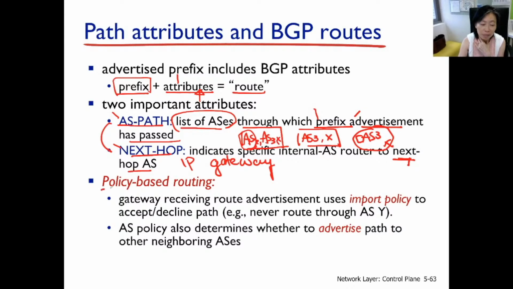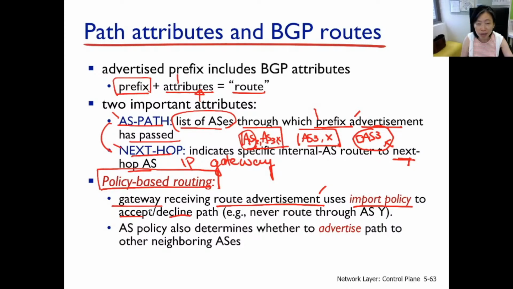Now, BGP routing has grown more and more policy-based, meaning the gateway routers receiving these prefix advertisements, it's not like for every advertisement they will prepend their own AS and pass it further to other neighboring ASs. There'll be some sort of import policy. The gateway receiving the advertisements will have to decide. Some of the advertisements they will decline, and some others they accept. Only the ones they accept will be propagated further to all the routers within the AS.